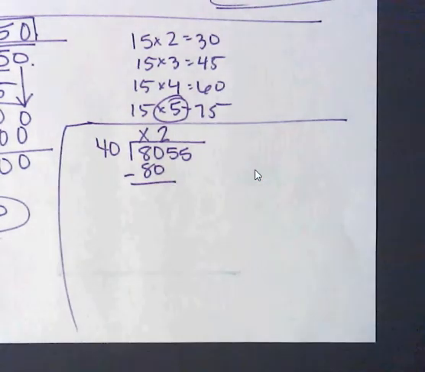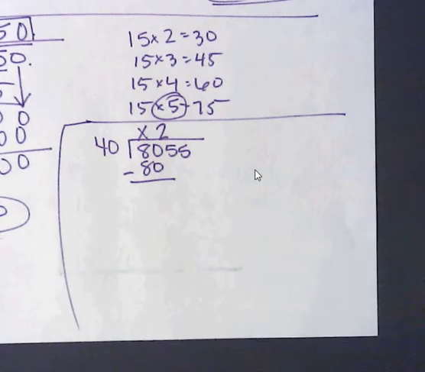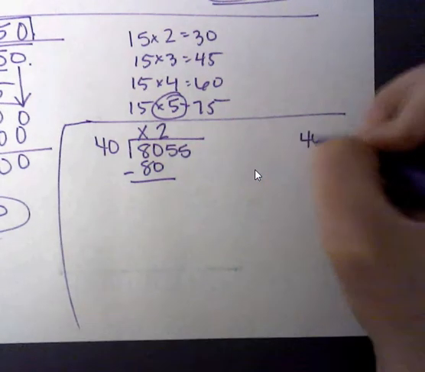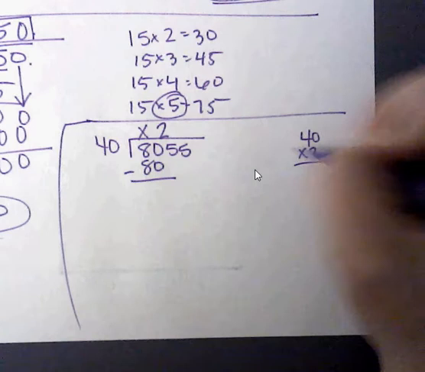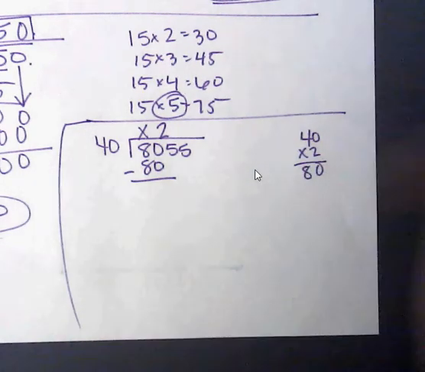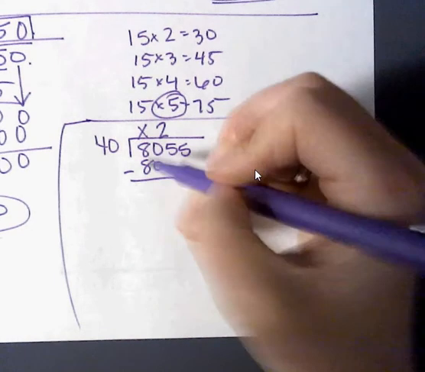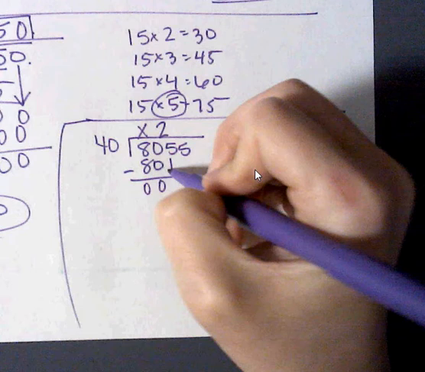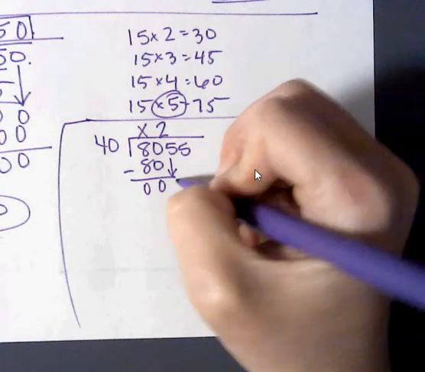Now I'll subtract. Okay. If for any reason you didn't know this number, you could come over here and try it out. So 40 times 2, and just divide it out if you needed to. And now we're going to subtract. So that's going to give me 0 and 0. Bring down my number, 5.